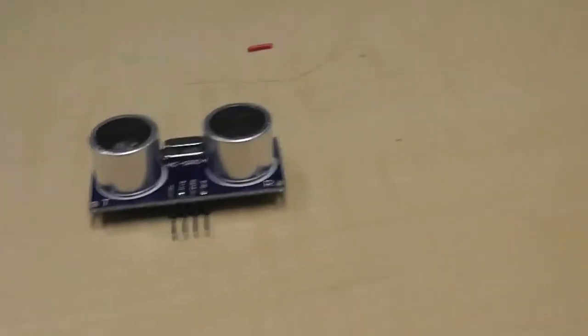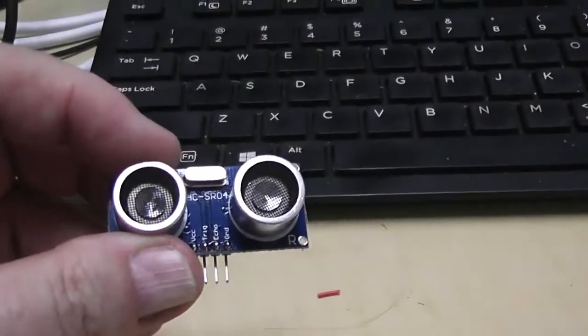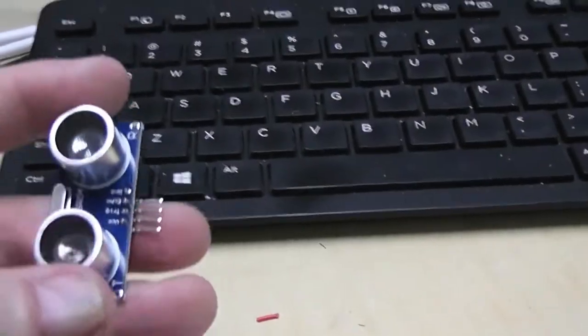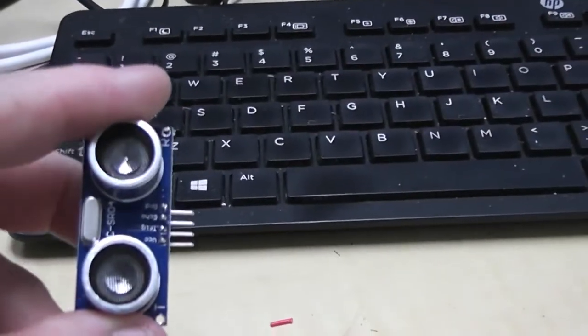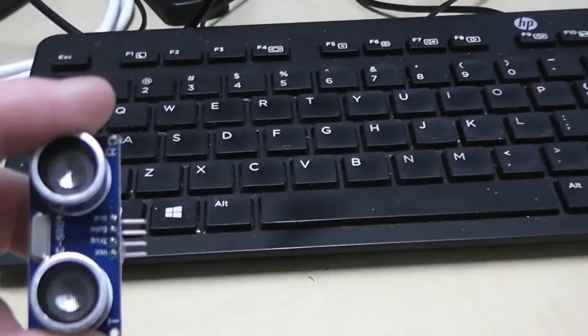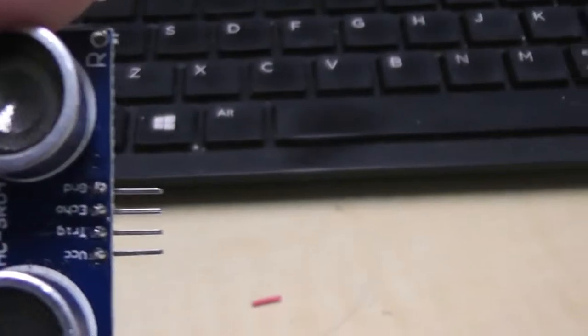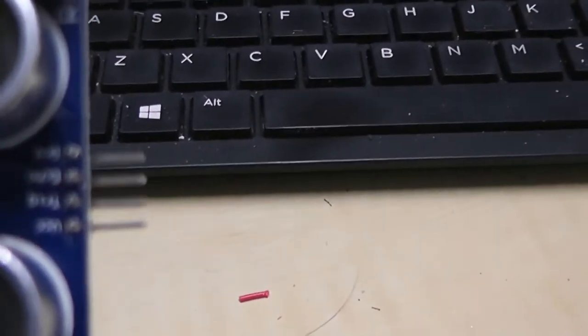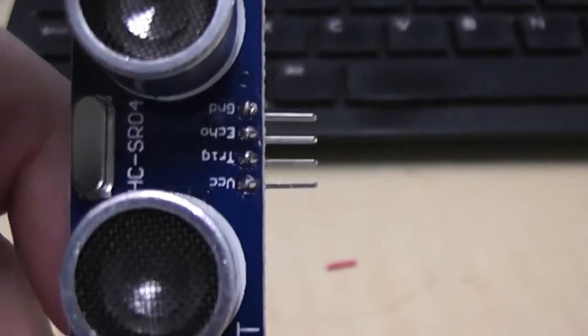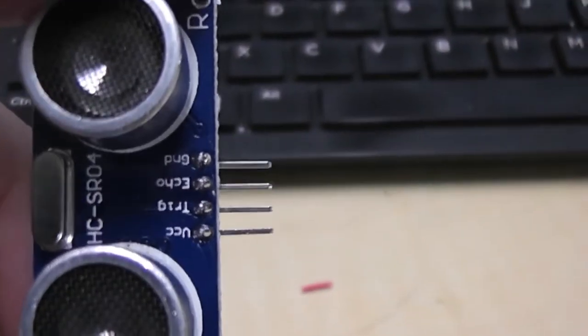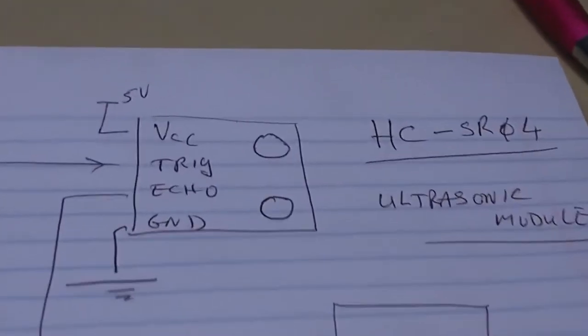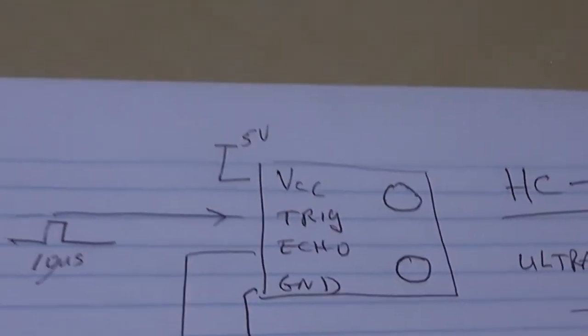Welcome back, and today I'm going to be looking at this ultrasonic sensor, which appears in a whole load of robotic, sort of amateur projects. It's the HC-SR04 and it's got four pins on it. If you look closely at what the pins are, they say VCC, that's plus 5 volts, trigger, echo and ground. There it is, VCC, trigger, echo and ground.